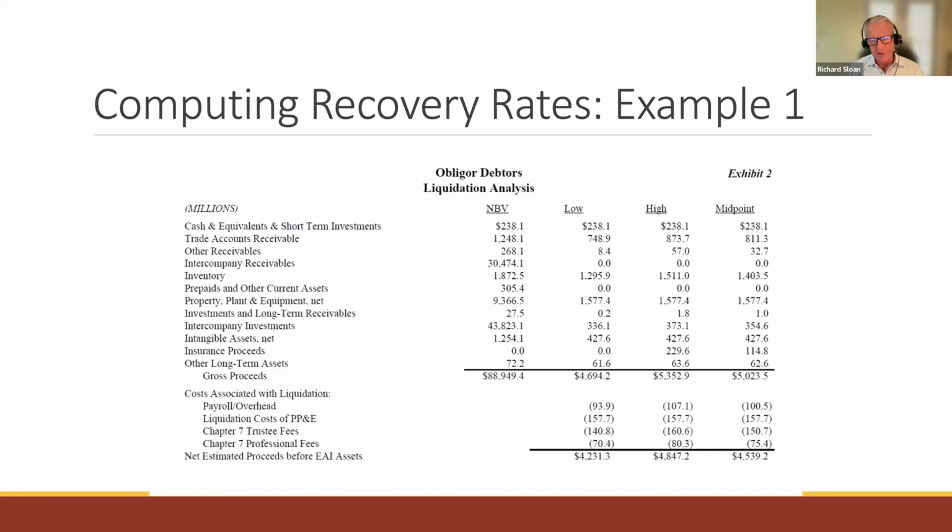And I've got an example. This is the one that they used in their paper of what these look like. And typically it'll have the balance sheet.